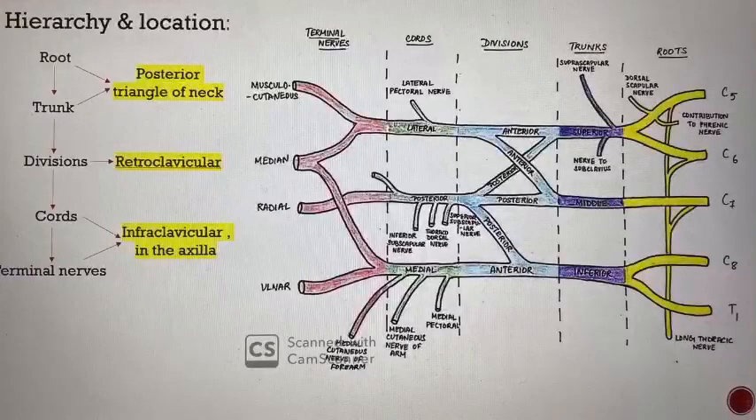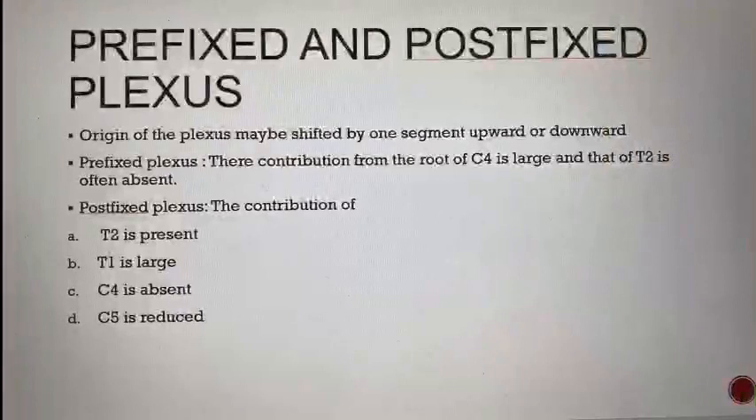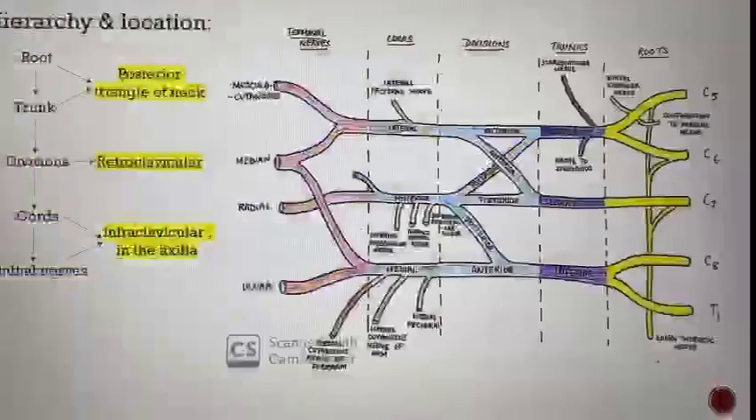The roots emerge from the intervertebral foramen, constituted by the anterior primary rami fibers of C5, C6, C7, C8, and T1 spinal nerves. Occasionally, there are contributions from C4 and T2 spinal nerves. The prefixed plexus is formed from the contribution of C4 and the postfixed is formed from the contribution of T2.